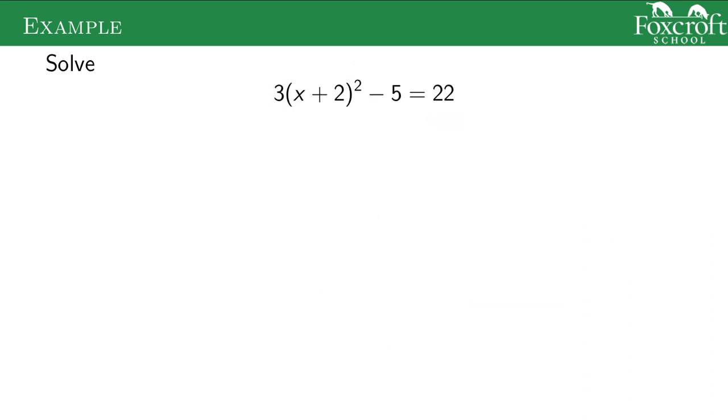All right, so here's another one. We want to get the thing that's being squared, which in this case ends at the parentheses. We need to get rid of the 3 and the 5. Whenever we're solving an equation, we do the addition and subtraction first. So the first thing I'm going to do is add 5 to both sides.